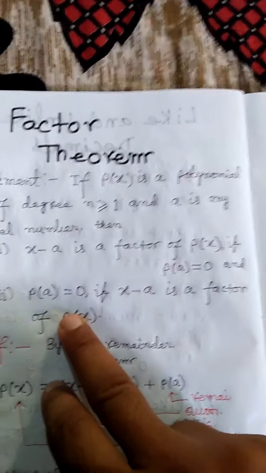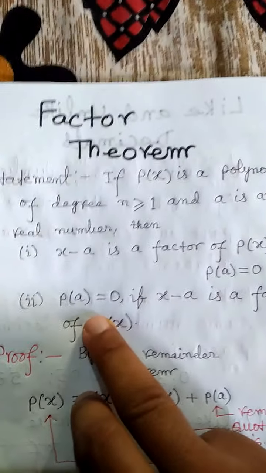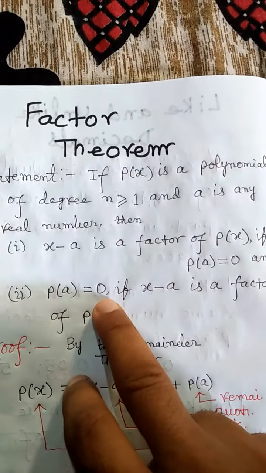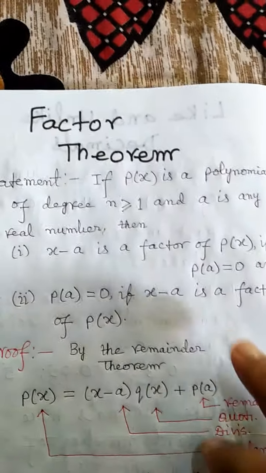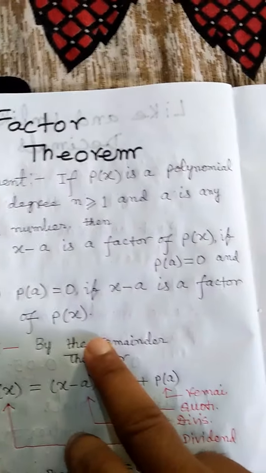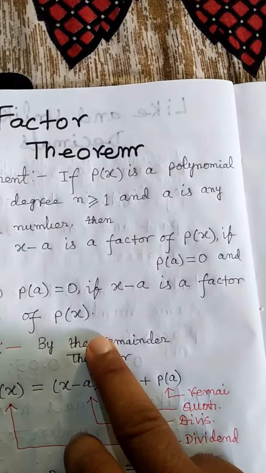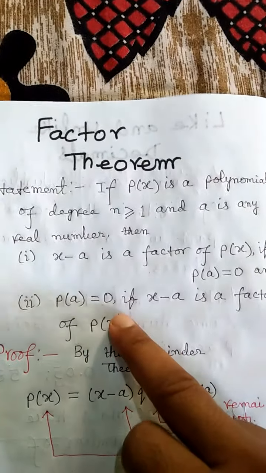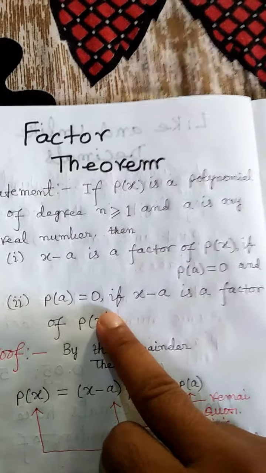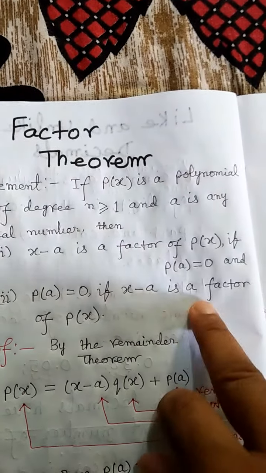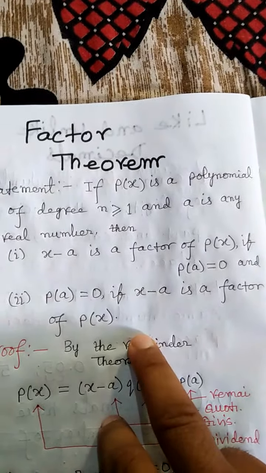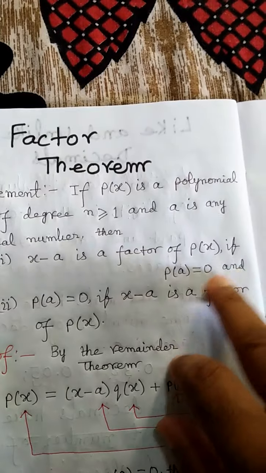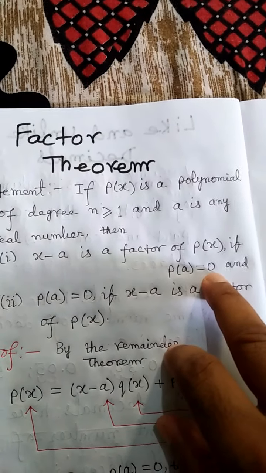And second case, when P(a) is equal to 0, if x minus a is a factor of P(x), we need to prove that P(a) is equal to 0. P(a) will be 0 when x minus a is a factor of P(x). Here P(a), that is 0, is given.